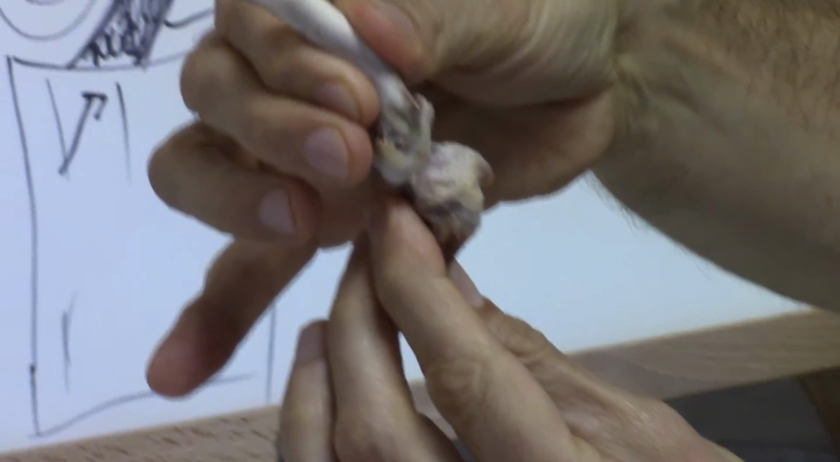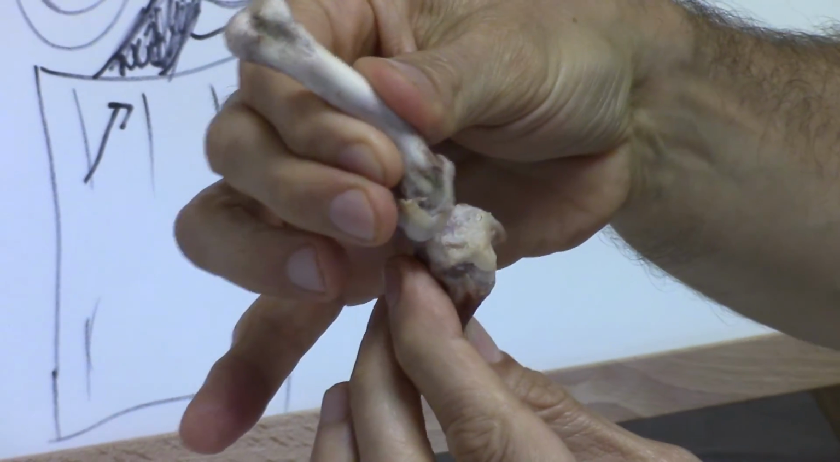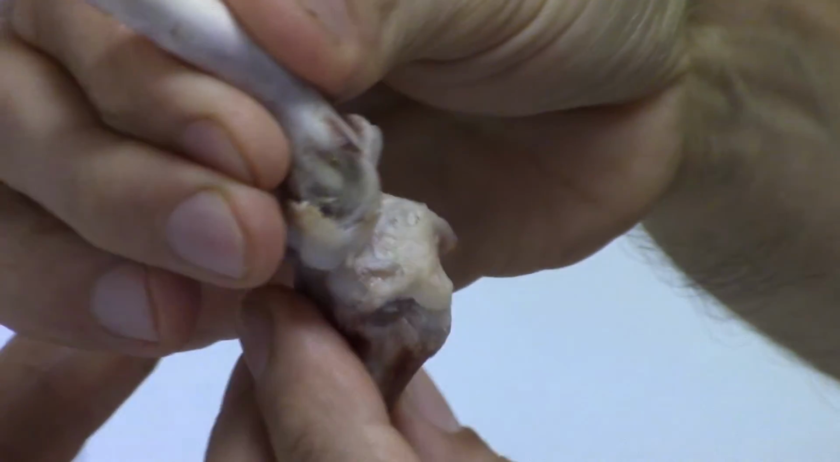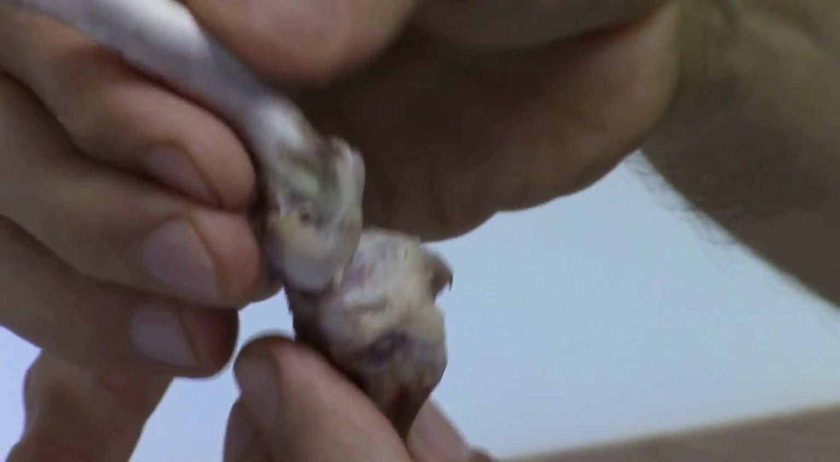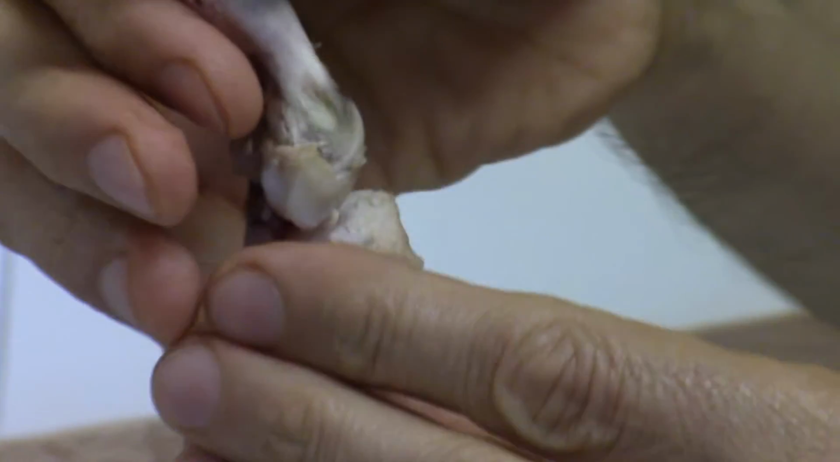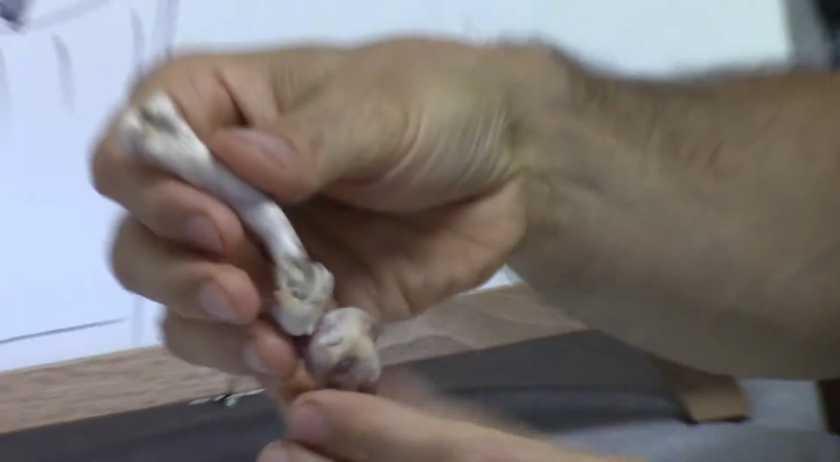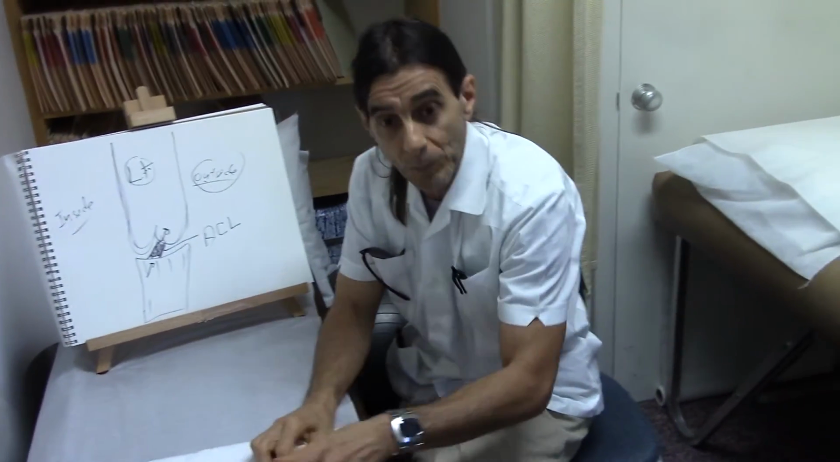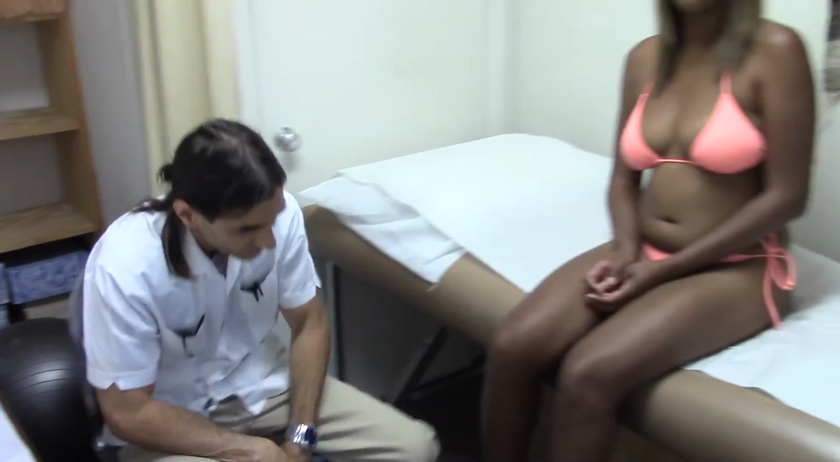It does the same thing in a chicken as it does in a human. It prevents forward and backward gliding of the knee joint. Basically, it gives stability to the knee joint. Now, we're going to come back to this in a little while. But what I'm going to do now is show you clinically how the ACL is examined in a clinical situation with the help of my model, Anna.